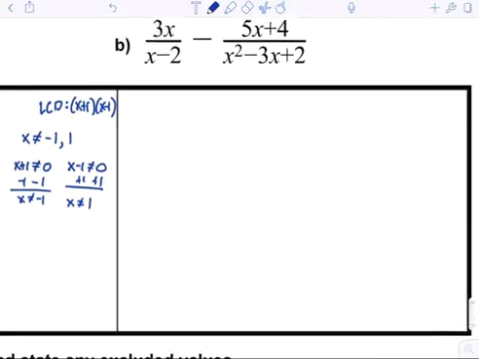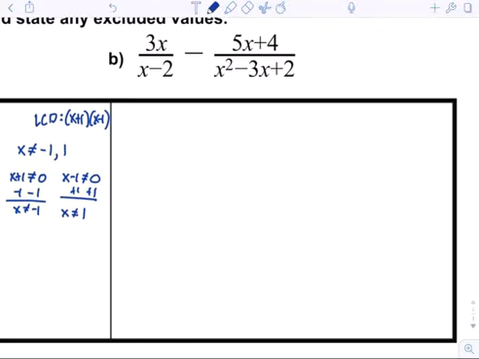Moving on to this example. Again, anytime you are adding or subtracting a rational expression to a rational expression, you have to find the least common denominator. So first we gotta factor. I noticed we could factor that one. So 3x over x minus 2 minus 5x plus 4 all over x squared minus 3x plus 2. Two things that multiply to 2, but when added give you -3. That is going to be -2 and -1.